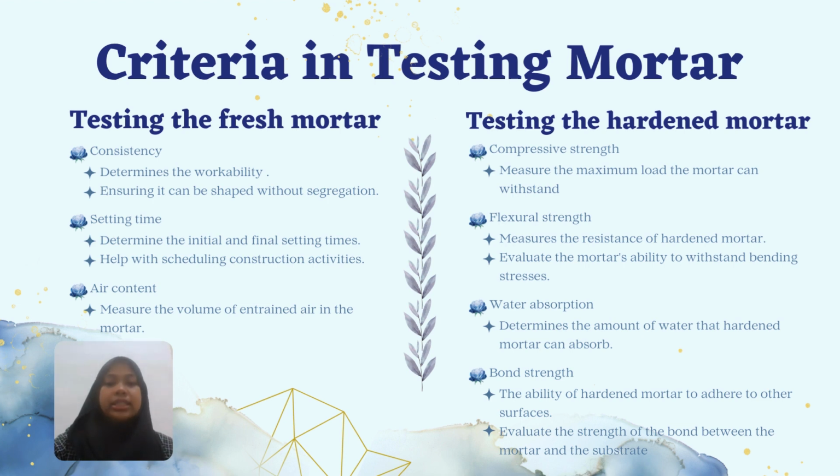Bond strength. It assesses the ability of hardened mortar to adhere to other surfaces, such as a masonry unit or substrate. Tests like the pull-off or shear bond strength evaluate the strength of the bond between the mortar and the substrate. Adequate bond strength is crucial for the structural integrity and longevity of masonry and plaster systems.